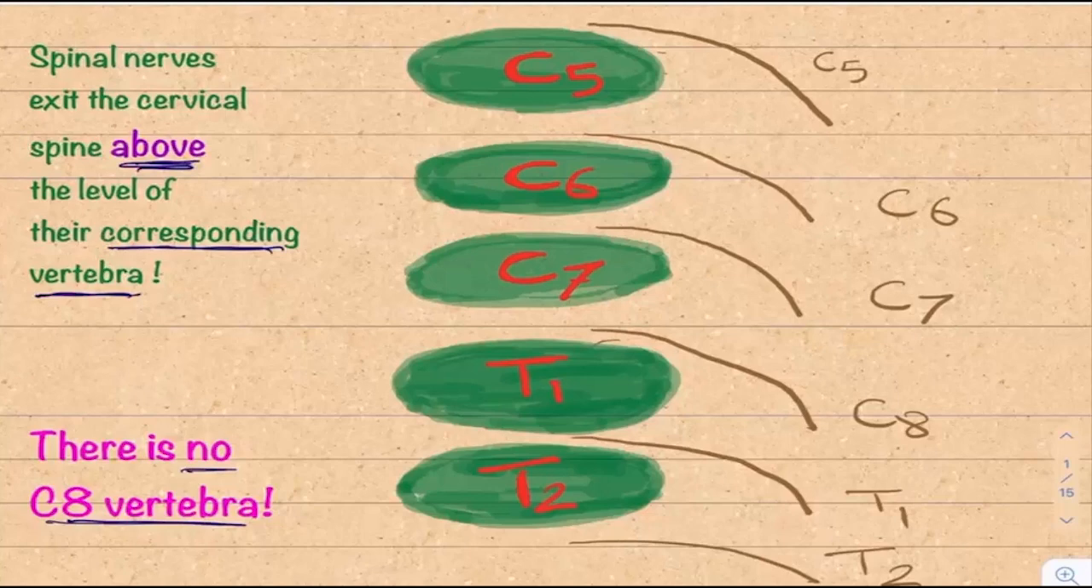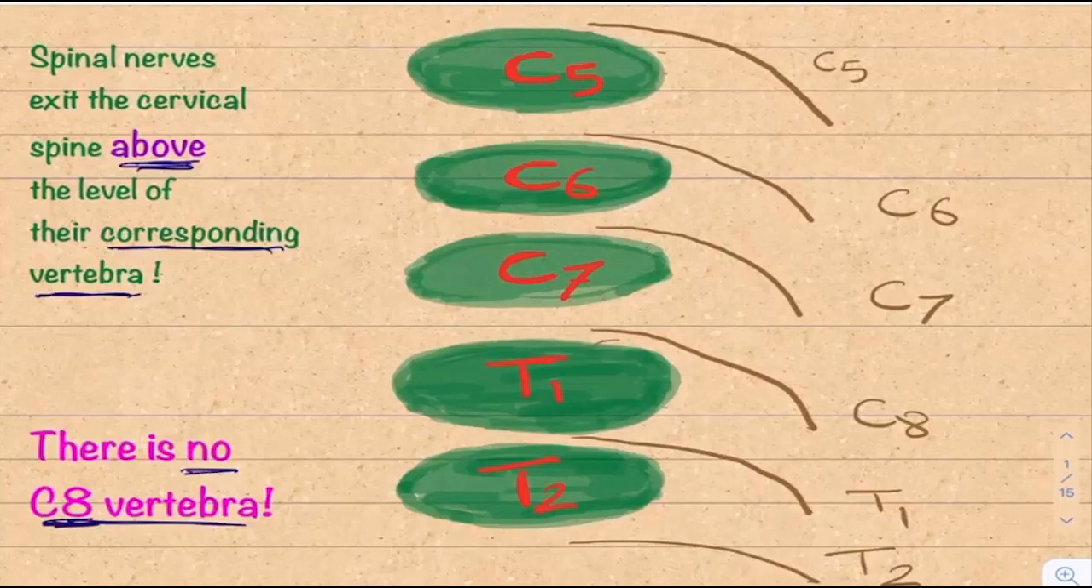C6 emerges between C5 and C6, so it emerges above C6. C7 is the same, emerges between C6 and C7, so it emerges above C7. And then when it comes to C8, because we don't have a C8 vertebra, C8 emerges between C7 and T1. So again, there is no C8 vertebra. So C8 spinal nerve emerges between C7 and T1.